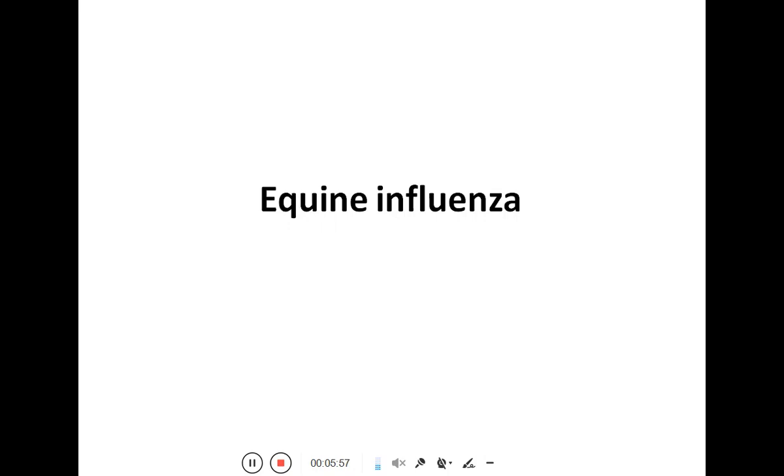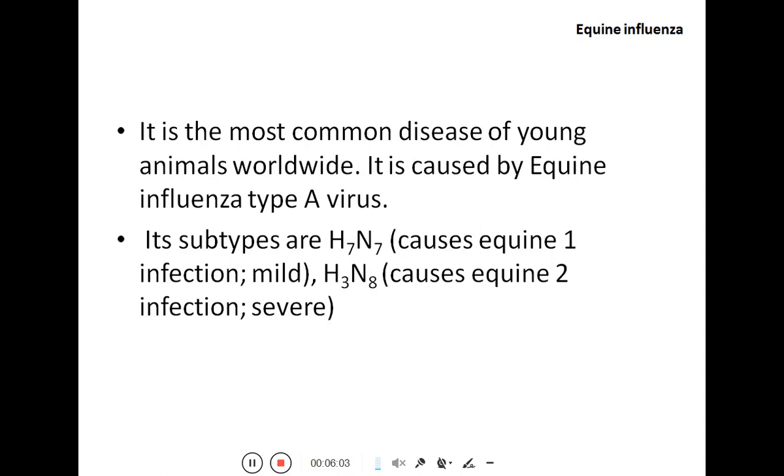Then the other disease we are going to discuss is equine influenza. Equine influenza is the most common disease of young animals worldwide, and it is caused by equine influenza type A virus. Of the subtypes, H7N7 causes equine 1 infection, which is mild in nature, and H3N8 causes equine 2 infection, which is severe in nature.